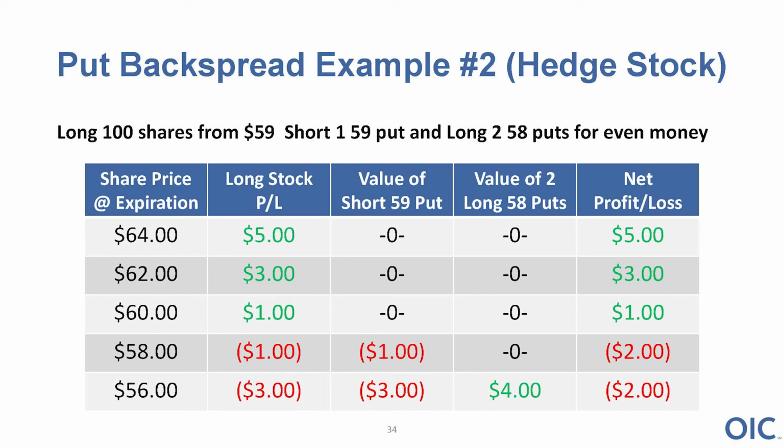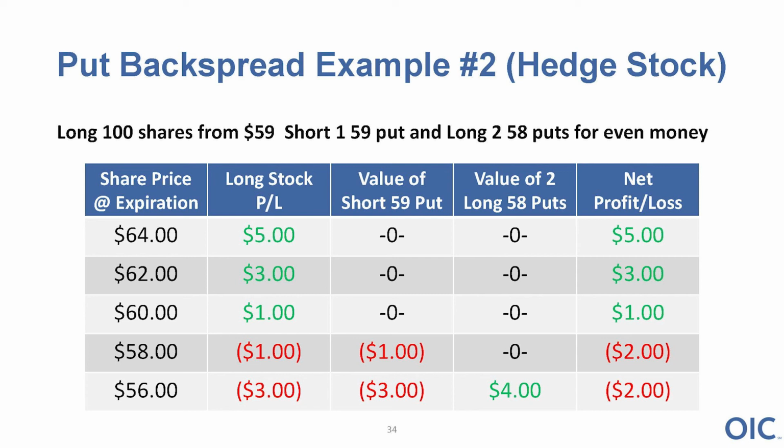Stock could go to 50. We're still only going to lose $2 on this position. Our break even is just where we bought the stock for, 59, because the spread didn't cost us anything. We were able to do it for even. So we have full participation in the upside. Stock goes to 60, we make $1. Stock goes to 62, we make $3. Stock goes to 64, we make $5. That put spread would go out worthless, and we have full participation to the upside 1-to-1.